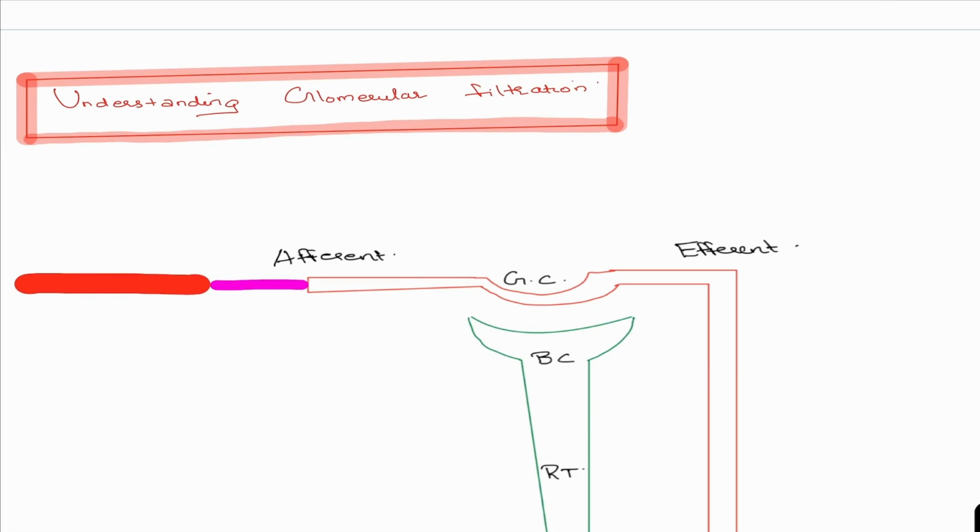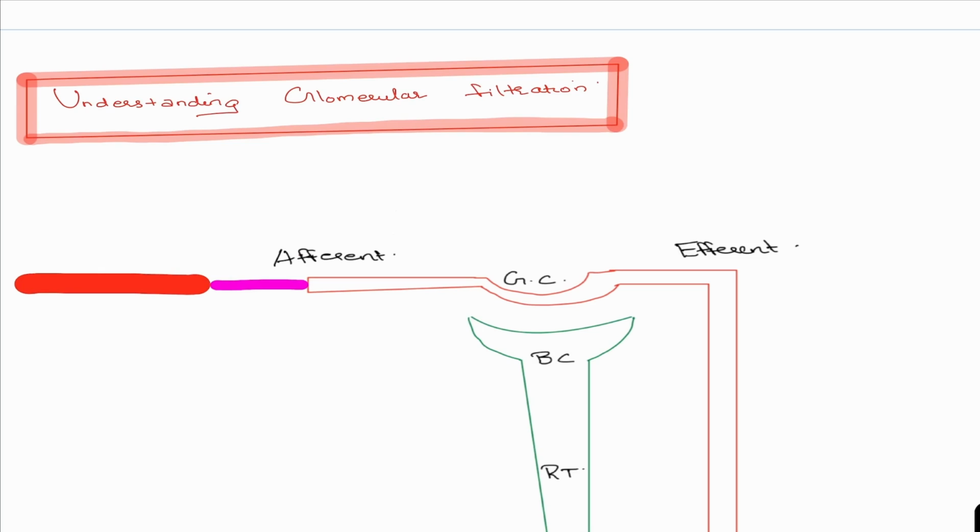Understanding the glomerular filtration. Now in here there are lots of things which I'm sure many of you are waiting for, certain mechanisms like the tubulo-glomerular feedback mechanism and all those. As well as the factors influencing GFR, how GFR is controlled, how GFR is measured, and auto regulation of GFR.